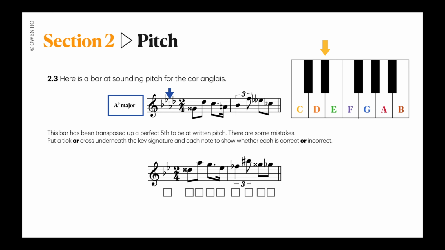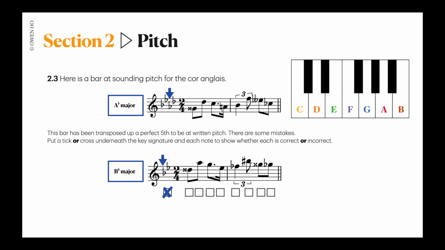However, looking at the key signature in the music at the bottom, we only have 2 flats, and the second last flat is the B flat, which means it's a B flat major key, but not an E flat major key. In other words, this is a wrong transposition, so we put a cross here.